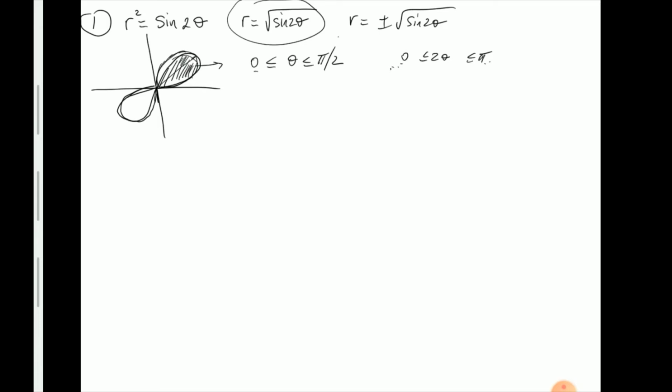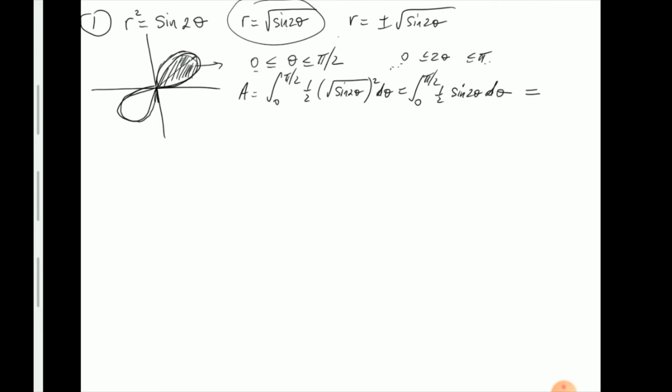Yeah, when theta is pi over 4. And now let's find the area with the formula. So the formula is the integral from 0 to pi over 2 of 1/2 the radius to the power 2. The radius is square root of sine of 2 theta to the power 2. And from this point on, you just integrate with whichever technique of integration is suitable.